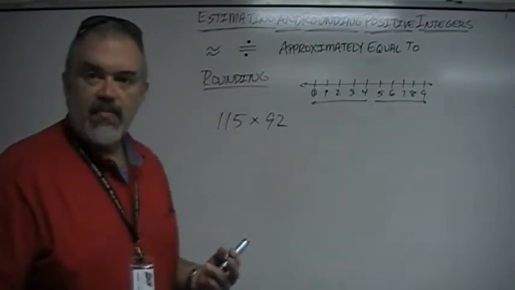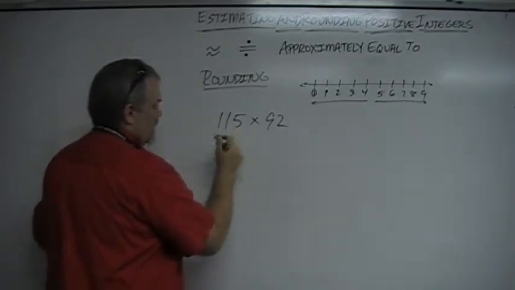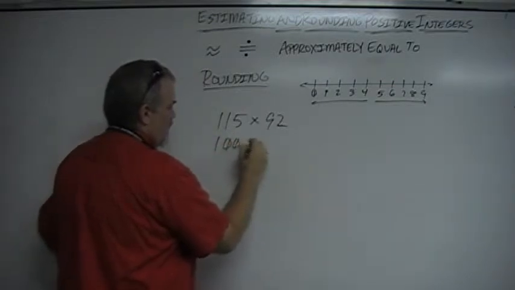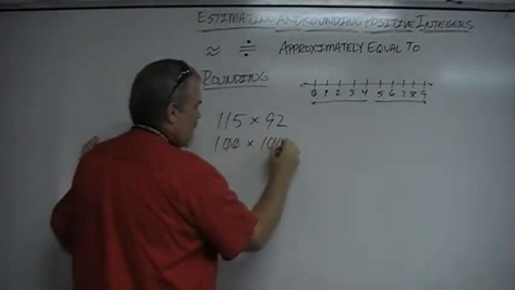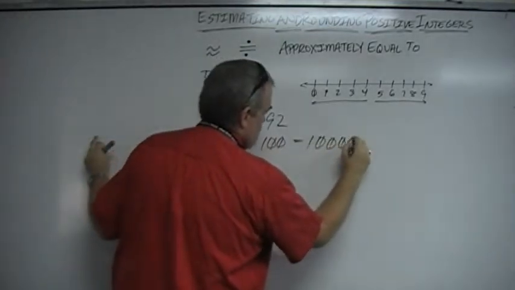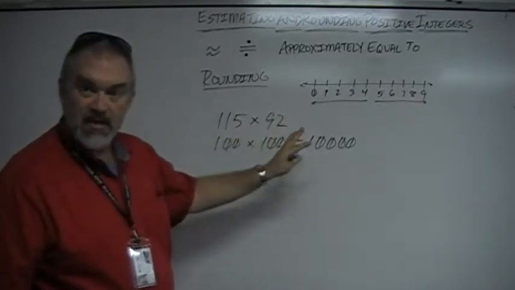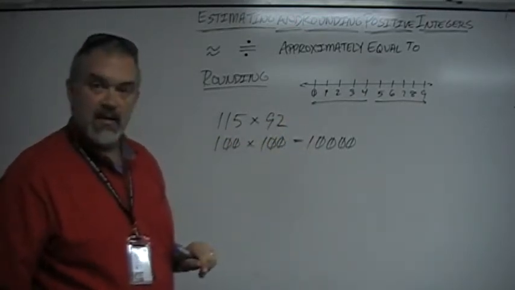I'm going to round this problem to the nearest 100. To the nearest 100. So approximately, that's about 100. And this is about 100. Multiply 100 times 100 and we get 10,000. Which means that 115 times 92 is approximately equal to 10,000.